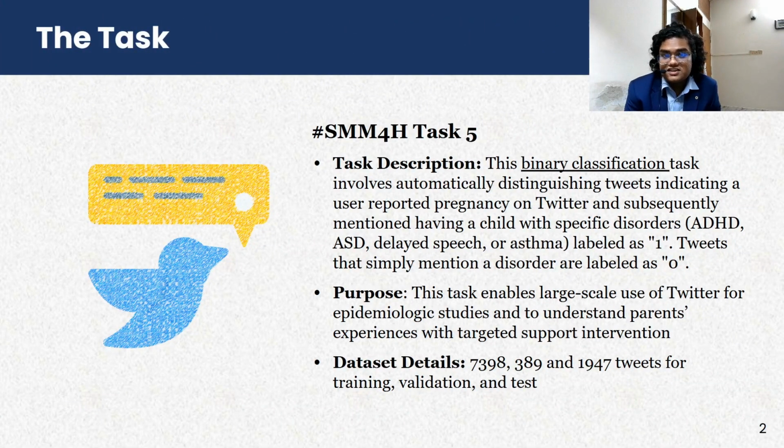So moving on, we tackle task 5 of the SMM4H shared task, and the basic description of this task is that it is a binary classification task where several tweets are given, and we have to classify these tweets based on whether, after having reported a pregnancy, the mentioned parent has also had a child with specific disorders such as ADHD, ASD, delayed speech, or asthma. So if the tweet suggests that the child has a specific disorder, it will be labeled as 1. And if the tweet does not suggest that the child has a specific disorder, it will be labeled as 0.